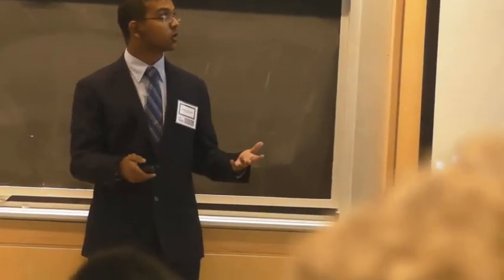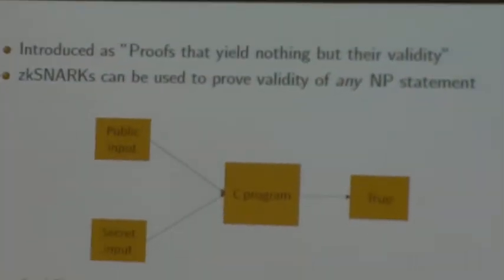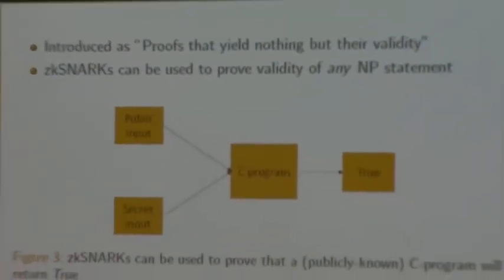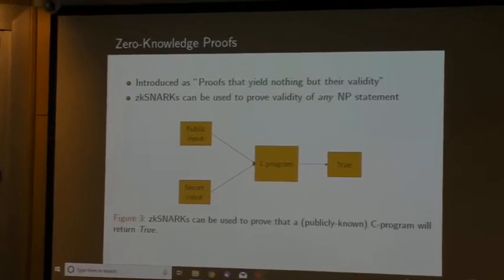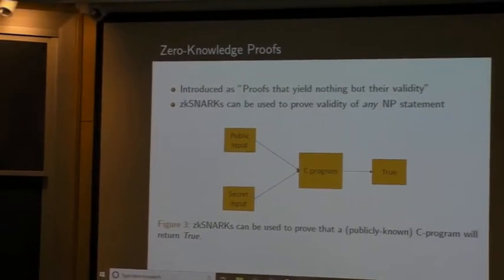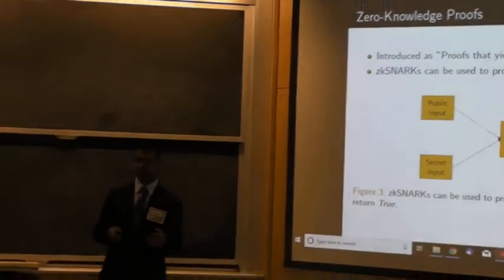So what are zero-knowledge proofs? Zero-knowledge proofs were first introduced as proofs that yield nothing but their validity. And so ZK snarks are one kind of zero-knowledge proof, and they can be used to prove the validity of any general statement, like NP statements. So how does this work?